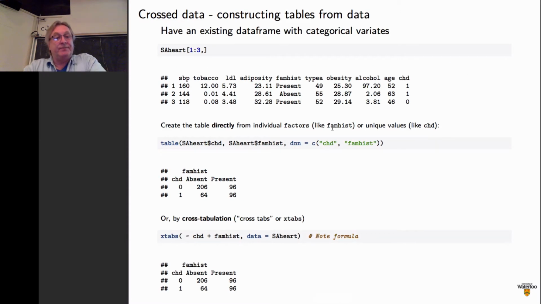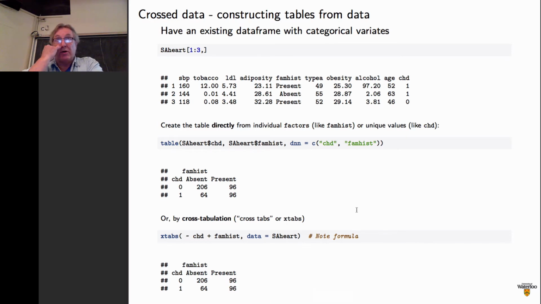If you've got existing data, like South African heart data, we can create a table directly from that data frame. And that's what the table function does. And you just specify the variates that you're looking at creating it. It could be a longer list here of where to take the data from, and DNN, the dimension name names. Okay, that's what the double N is, dimension name names. So we're going to pick off the coronary heart disease and the family history, and that'll construct this 2x2 table of CHD versus FAM-HIST. Getting the counts directly from gathering them up in this data frame.